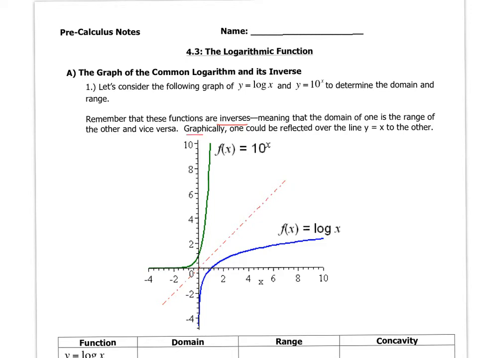And then graphically, looking at inverses, it means that one graph is reflected over the line y equals x. So if you think back to geometry, if you take y equals 10 to the x and reflect it over this line, it would be your base 10 log function.